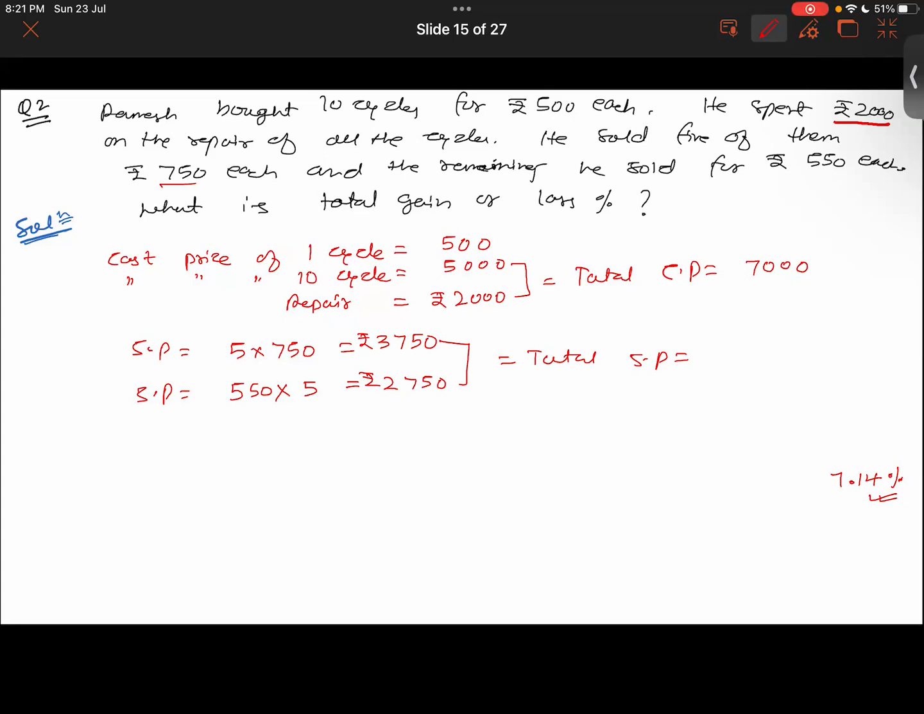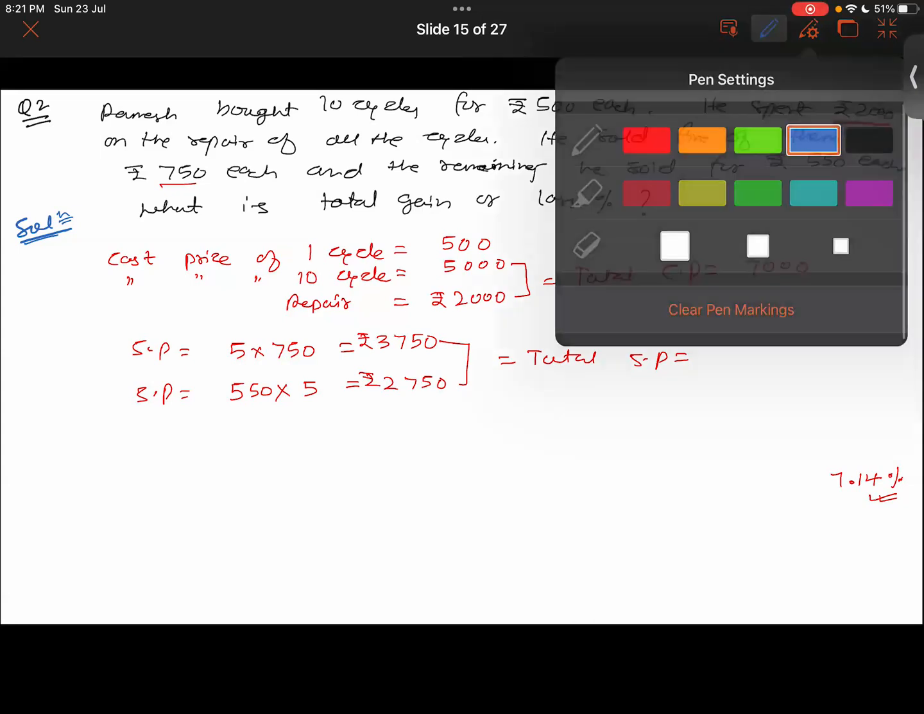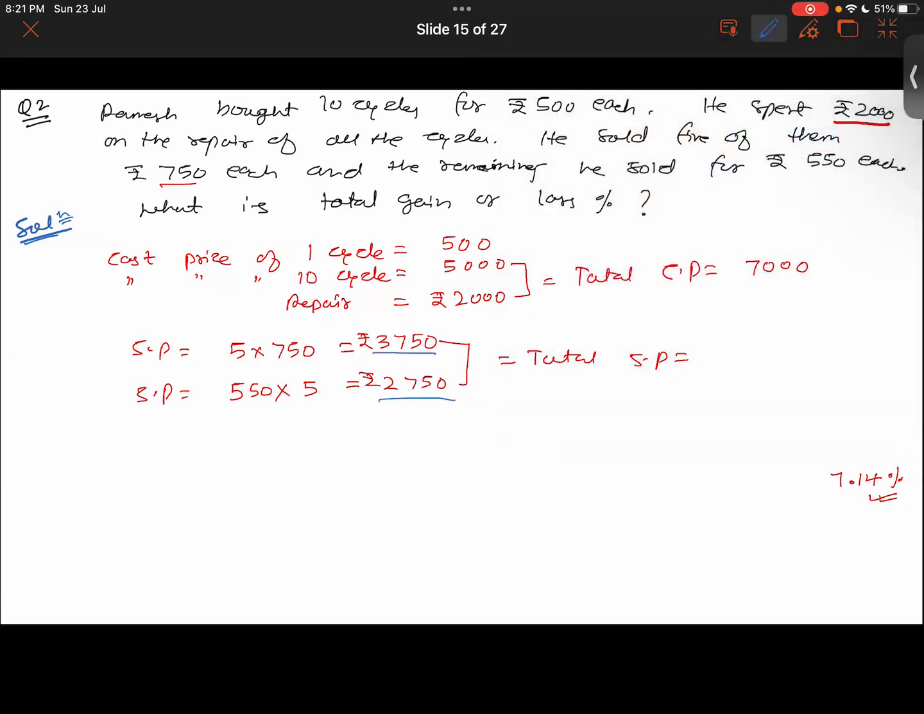How much, sir, 3,750 plus 2,750 equals to? Sir, it gives you 6,500. Yes, 6,500, right? Now you have got cost price, you have got selling price. So definitely cost price is greater than the selling price here. That means loss. If cost price is greater than selling price, that means it's a loss.